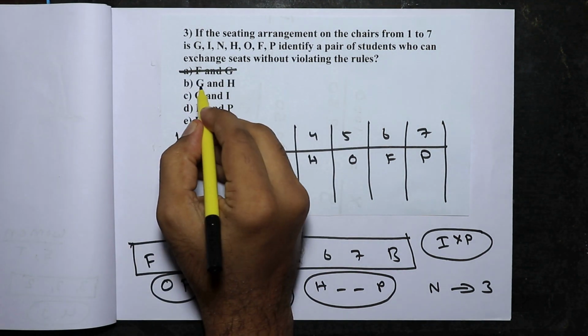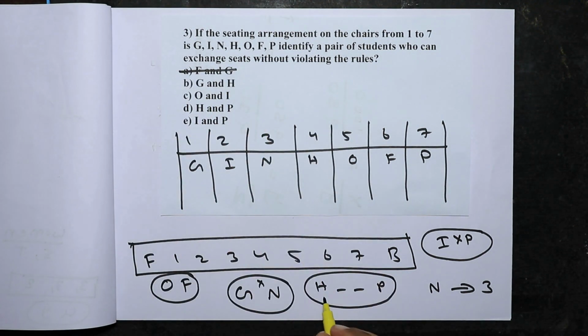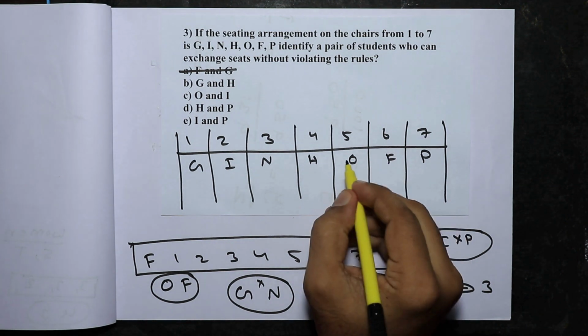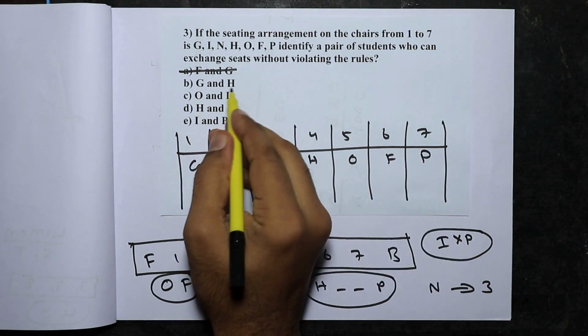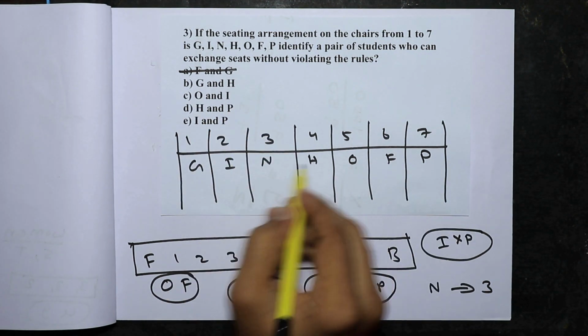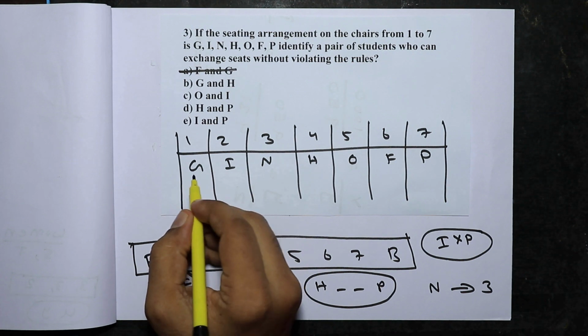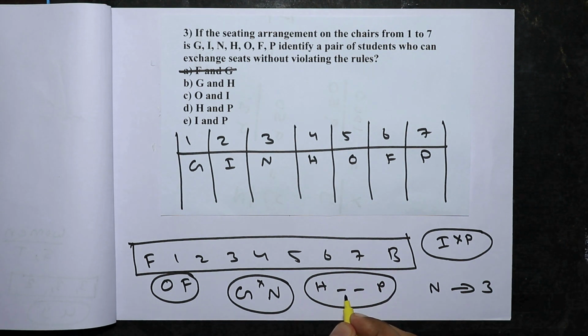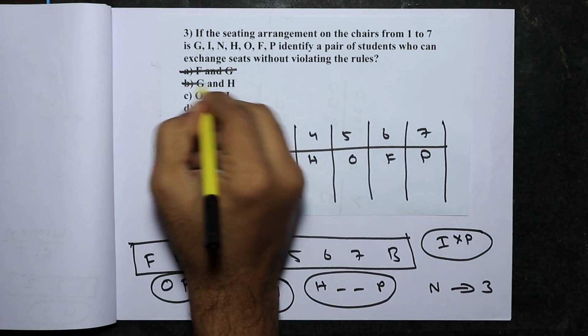Next we will look at G and H. Now as per this rule, there should be exactly 2 chairs between H and P. So here there are 2 chairs between H and P. Now if G and H are interchanged, H will be here, and there will be more than 2 chairs in between H and P. So this rule will be violated if G and H are interchanged. So B is also wrong.